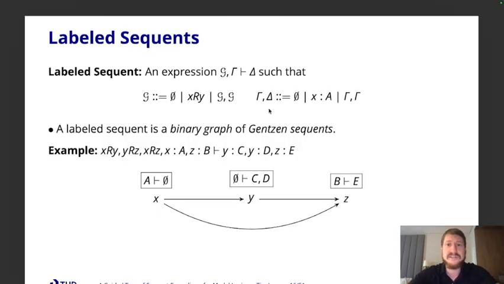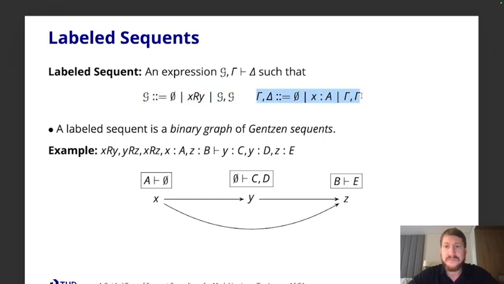A labeled sequent is an expression of the form G, gamma, turnstile, delta, where G is effectively a set of what are called relational atoms, which are objects of this form, x R y. So in labeled sequents, we have an infinite set of labels at our disposal, x, y, z, u, v, and we can think of these essentially as representing vertices in a graph. And what G does is it captures the edges occurring inside of that graph. So it's telling you how these vertices relate to each other, where the edge relation is given by R.